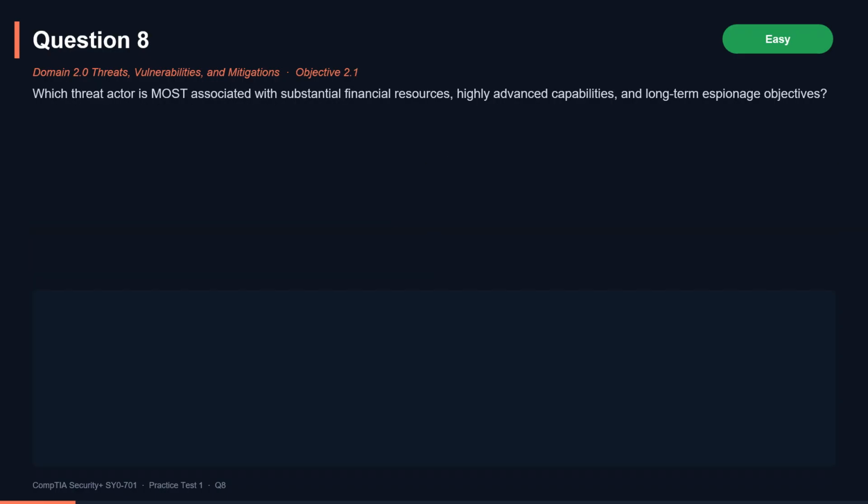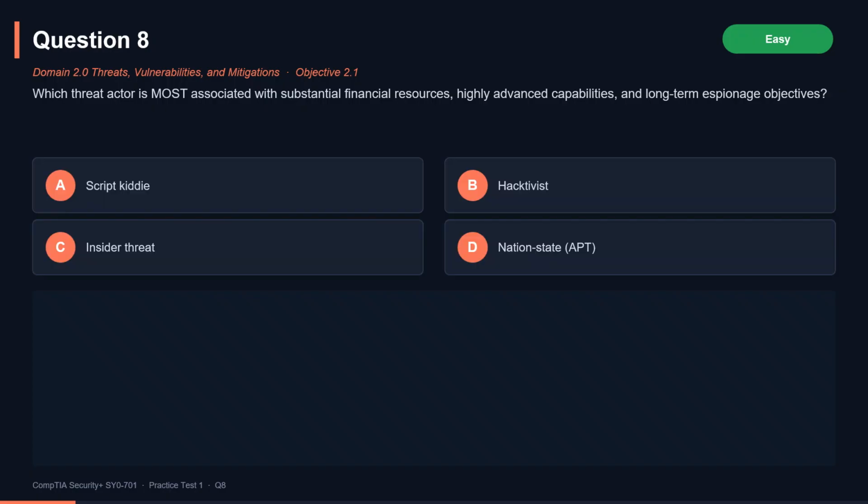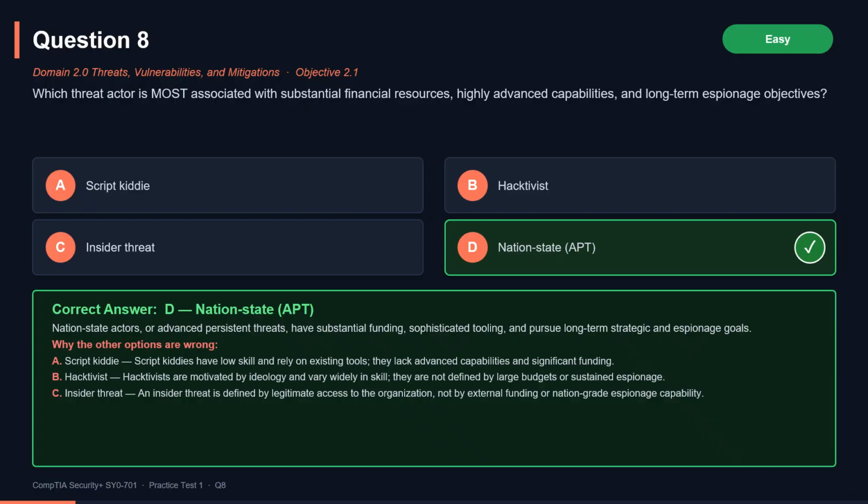Question 8. Which threat actor is most associated with substantial financial resources, highly advanced capabilities, and long-term espionage objectives? The correct answer is D. Nation-state, APT. Nation-state actors, or advanced persistent threats, have substantial funding, sophisticated tooling, and pursue long-term strategic and espionage goals.